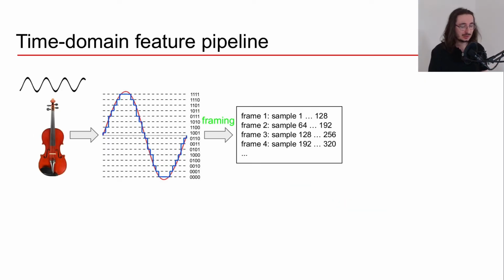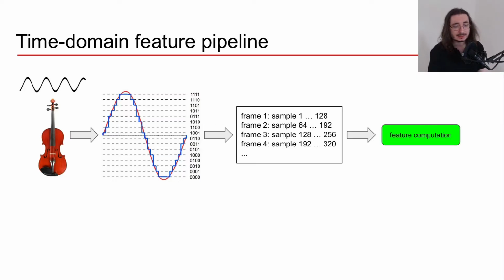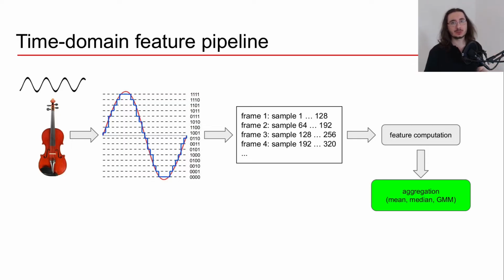Let's go back to the feature extraction pipeline for the time domain. Okay, so the last process that we saw here was framing. Now, once we've applied framing, the next step is to compute the time domain features on each of the different frames. But what we want to do after that is to aggregate those results so that we get a single feature vector for the whole sound.